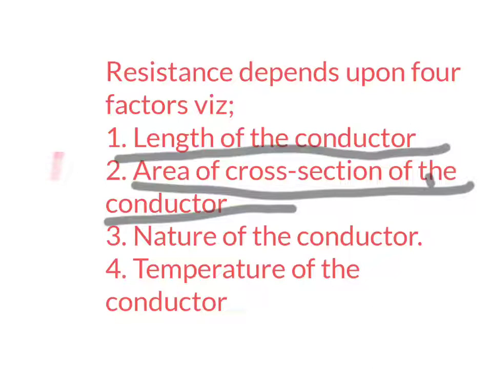One is the length of the conductor. Second is the thickness of the conductor, or the area of cross section of the conductor. Third one is the nature of the conductor, and fourth one is the temperature of the conductor. Let us see each one of these in detail.